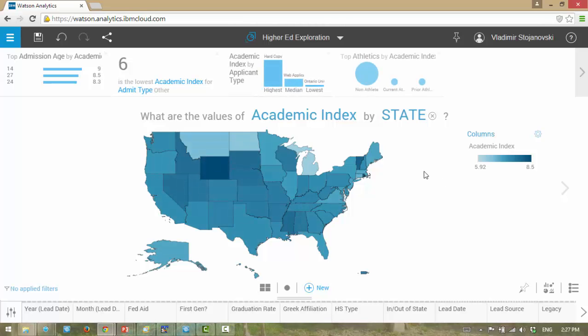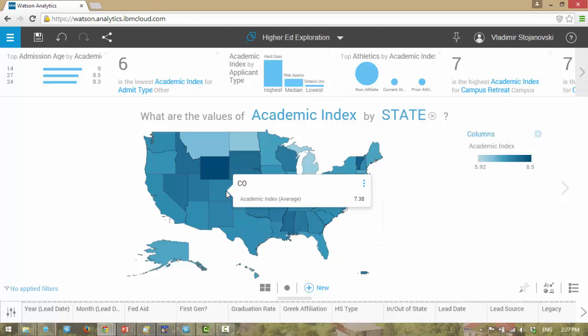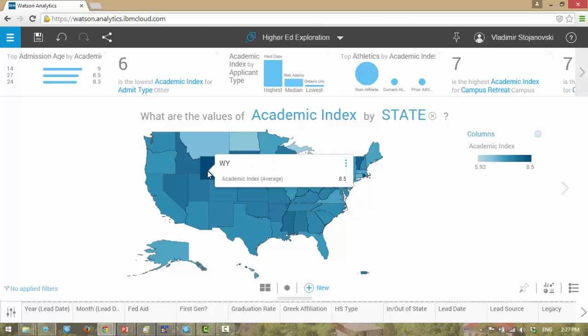And Watson Analytics gives us the answer to the question in the middle of the screen. So here's the question: what are the values of academic index by state? And before us is the answer. So as we hover over each state, we can find what the answer is on a per state basis. Quickly we can see that Wyoming has the highest, or one of the highest, academic indices in the nation.